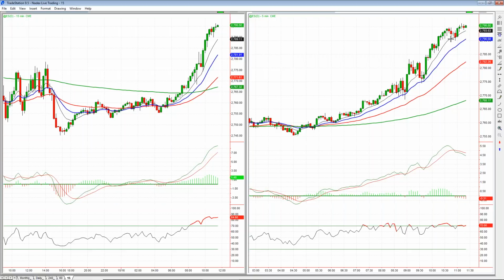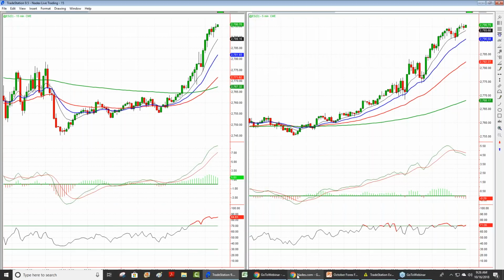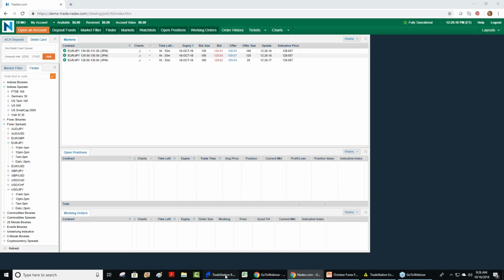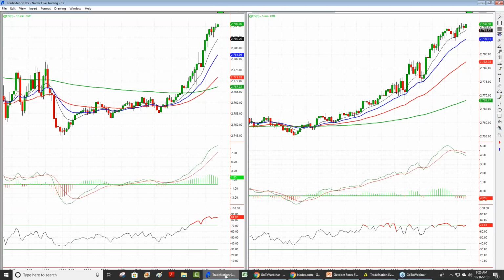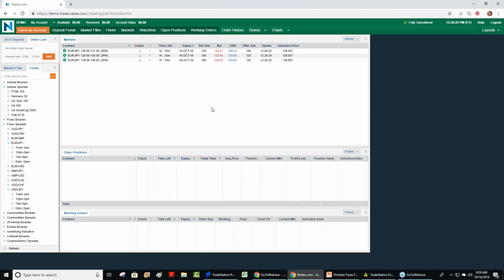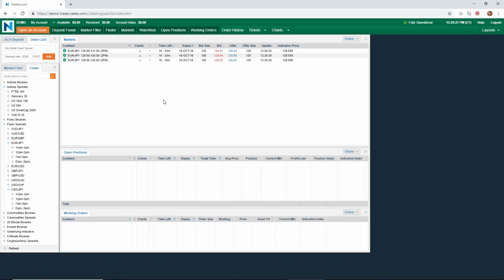We don't have any setup on the charts just yet. I'd like to see a pullback into the zone, either on the 15 or on the 5, and then look for another move going higher. And then I'd come over and take a look at the Nadex chart and look somewhere around that 27.95 level, or wherever the pullback would occur.